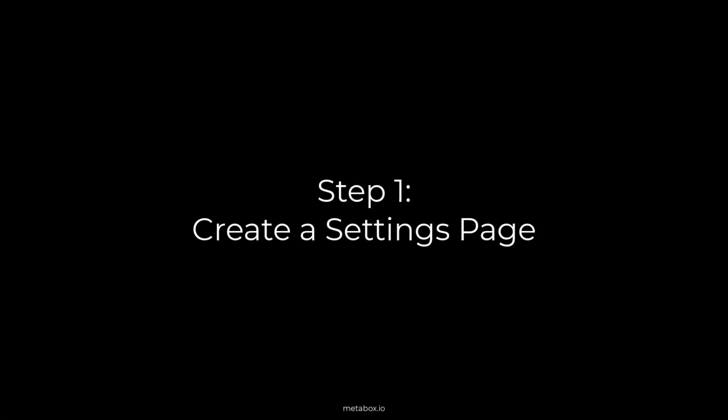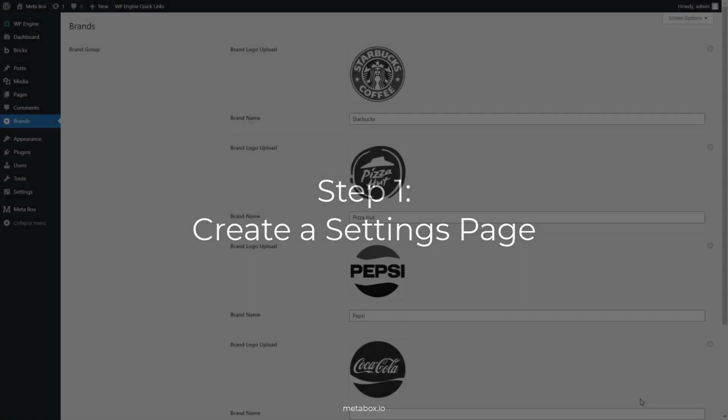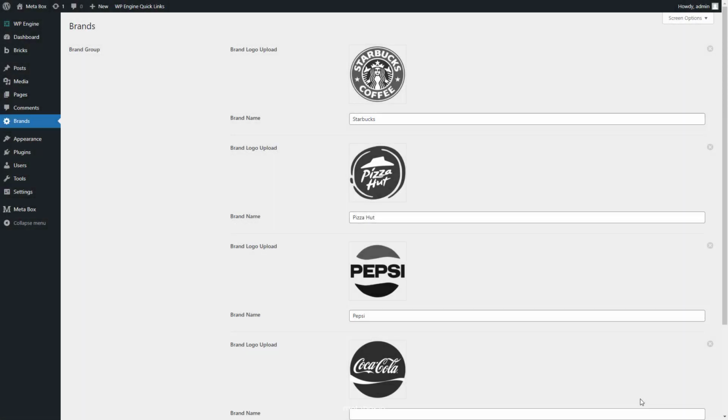Typically, we'll use a custom post type to create multiple posts for brands. But now, I'll do another way more conveniently and simply, creating a settings page. All brand information will be inputted onto that page. It means that all of them will be in one place only.